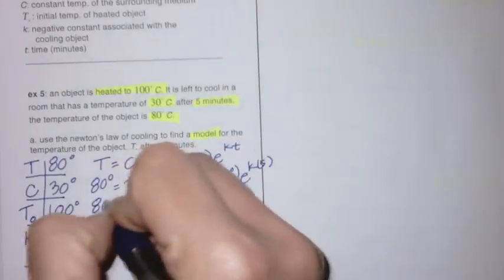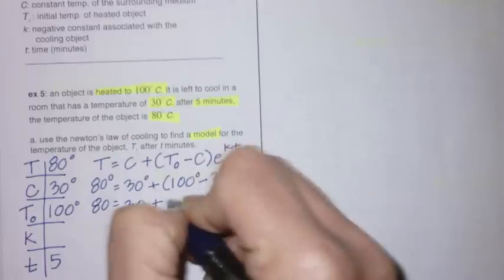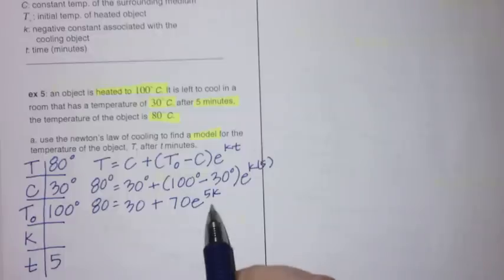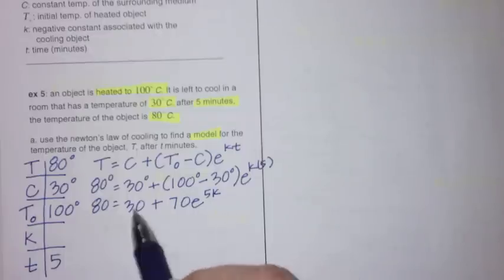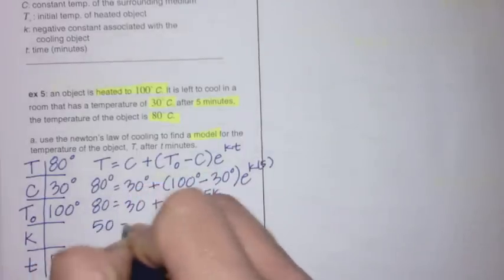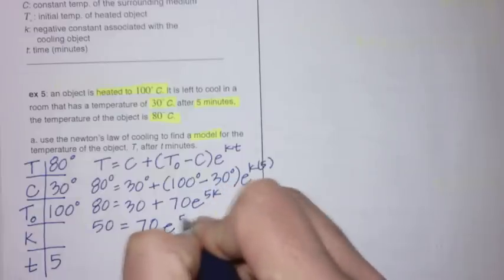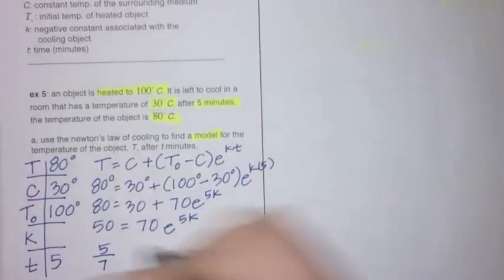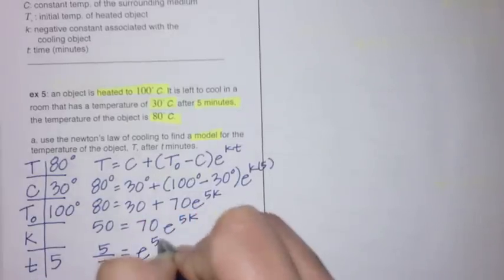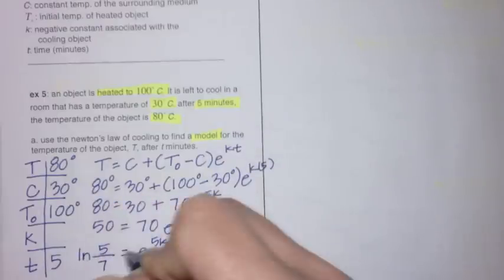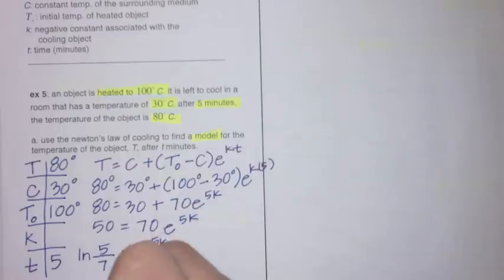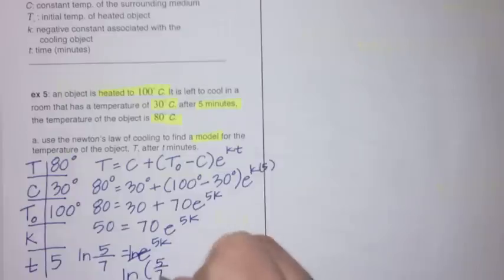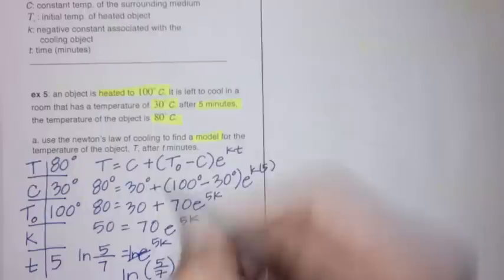We have 80 equals 30 plus 70 e to the 5k. I'm trying to solve for k so I can write that formula, so I'm going to subtract 30. And then I'm going to divide out the 70, which 50 and 70 have a common factor of 10. Take the natural log of both sides. So k is going to equal the natural log of 5 over 7 divided by 5, and that bottom 5 is coming from there.